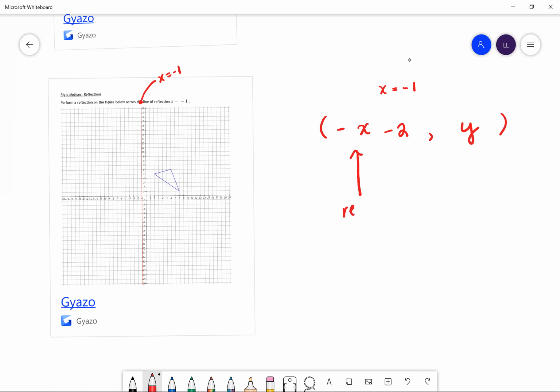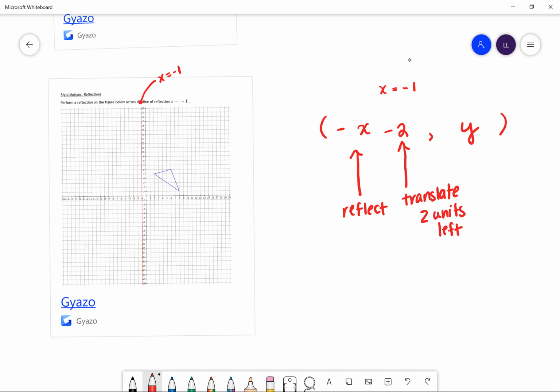This negative means reflect over the line, that vertical line. So it's telling us to reflect, all right? And the -2 part tells us to translate 2 units. So it's actually a translation, 2 units left. So that's a composite function.